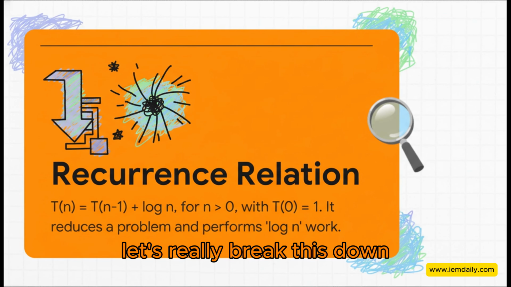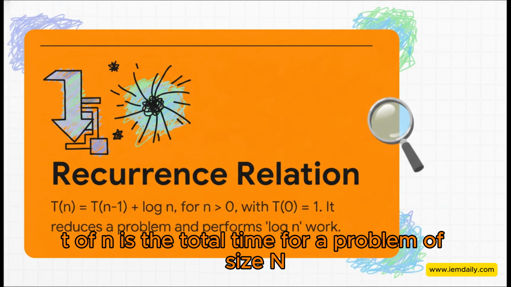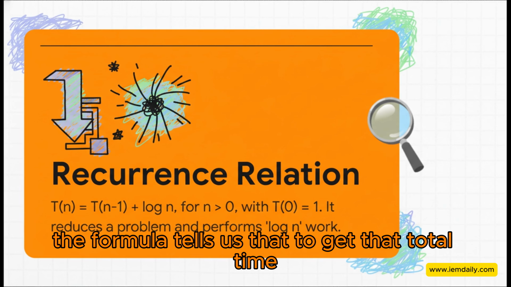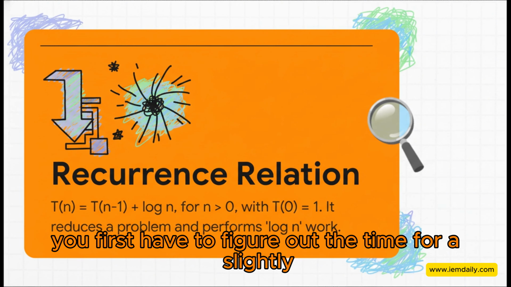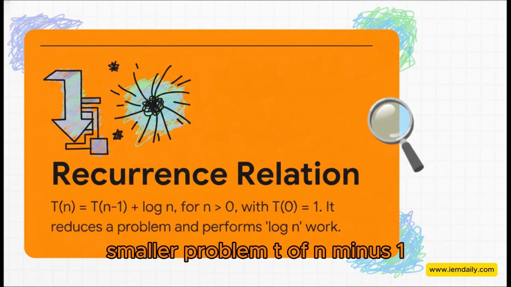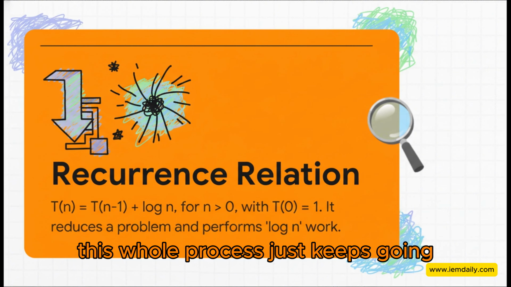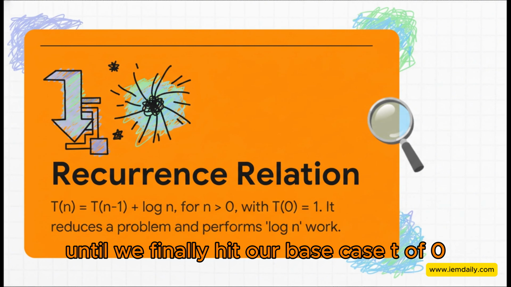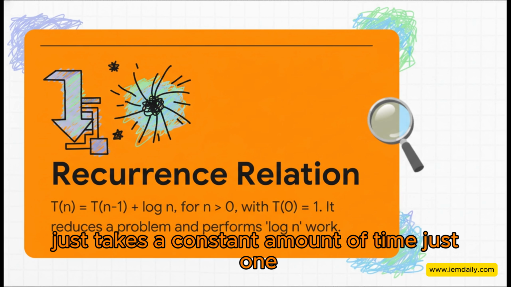Let's really break this down. T of n is the total time for a problem of size n. The formula tells us that to get that total time, you first have to figure out the time for a slightly smaller problem, T of n-1, and then you add on some extra work, which in this case costs log n. This whole process just keeps going until we finally hit our base case, T of 0, which we're saying just takes a constant amount of time, just 1.